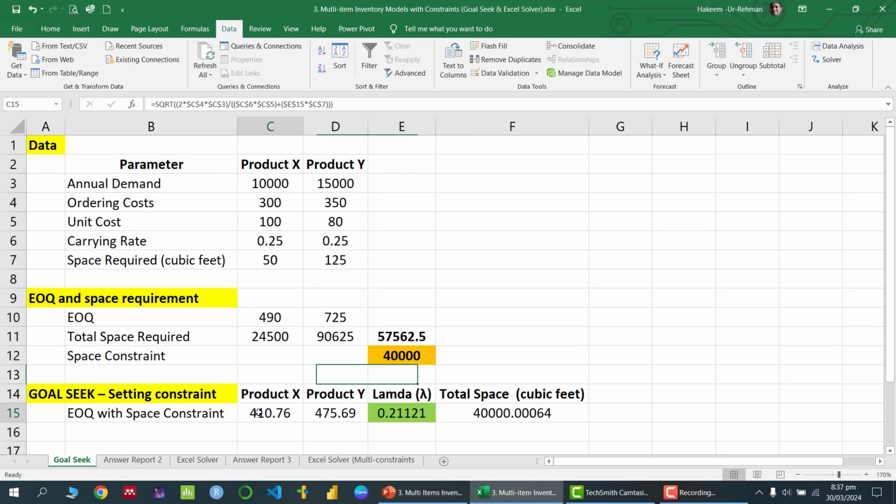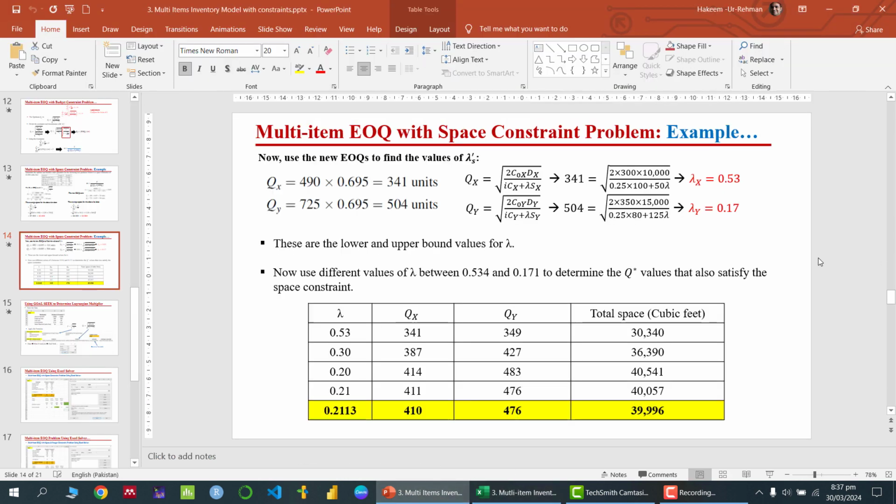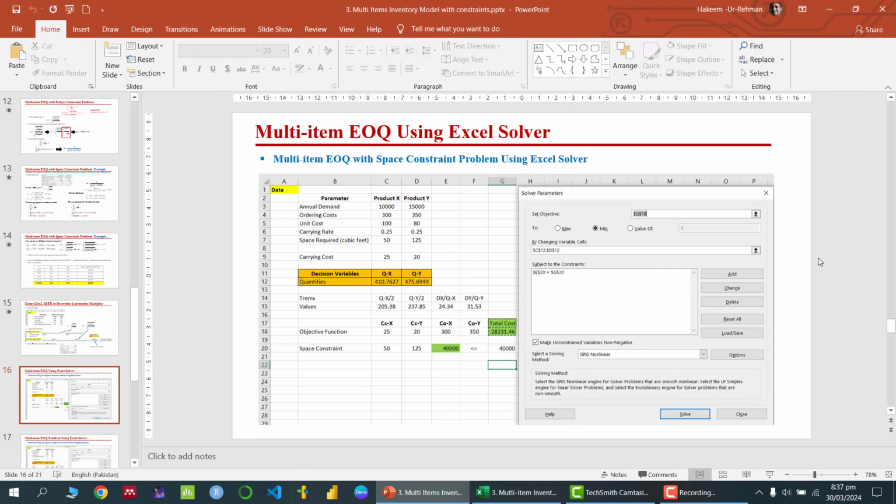And now it is giving us the Q X value, similarly the Q Y value, and the space constraint is also satisfied. I hope you got the idea regarding how you can solve this multi-item problem using Excel by finding the value of lambda. So this is the optimum order quantity for product X. This is the optimum quantity for product Y, and the space constraint is also satisfied. Okay, so there is another approach that we can use, the Excel Solver.